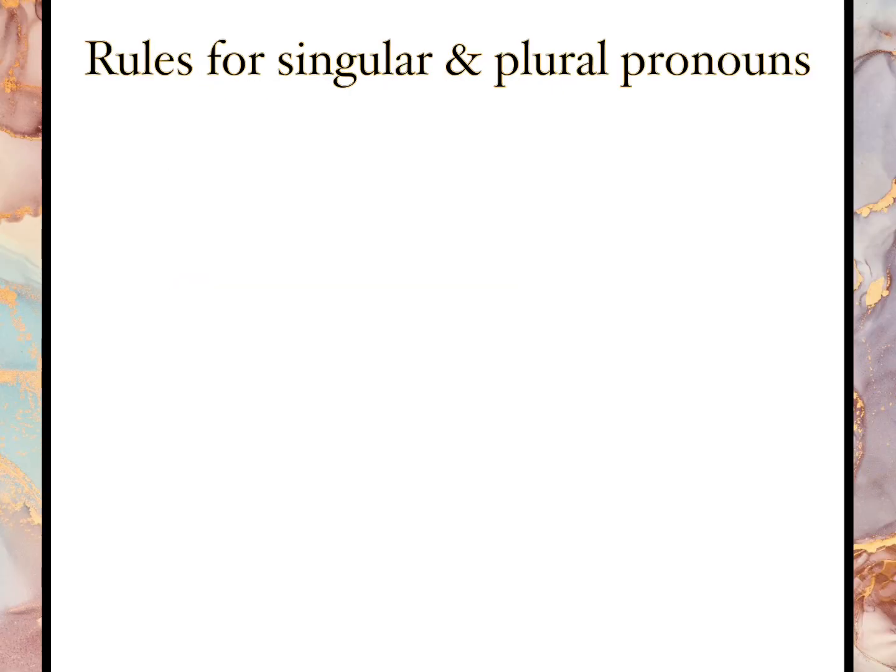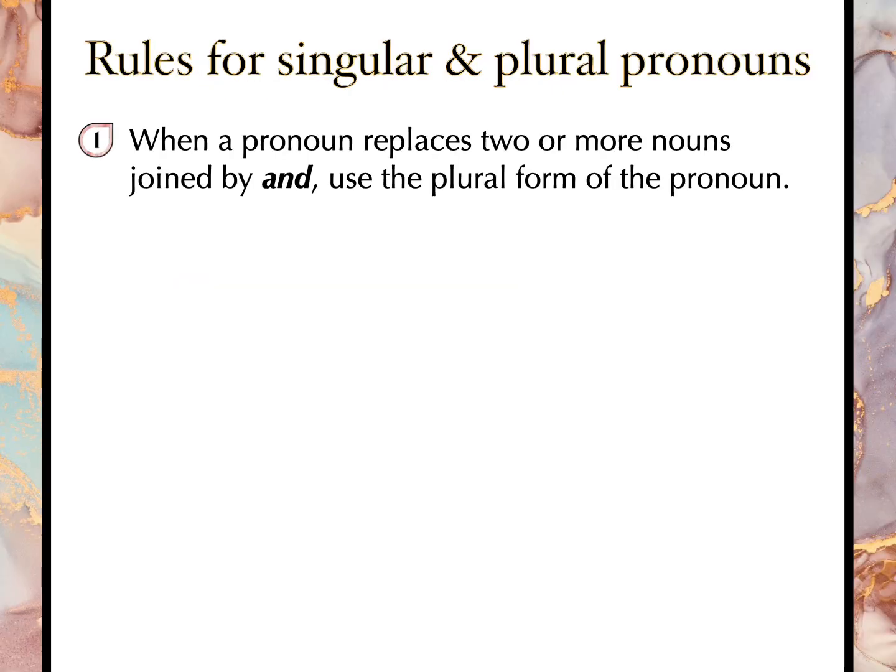Some rules for singular and plural pronouns. When a pronoun is replacing two or more nouns that are joined by the word and, you need to use the plural form of the pronoun. So usually if you're talking about people, that would be they or them.